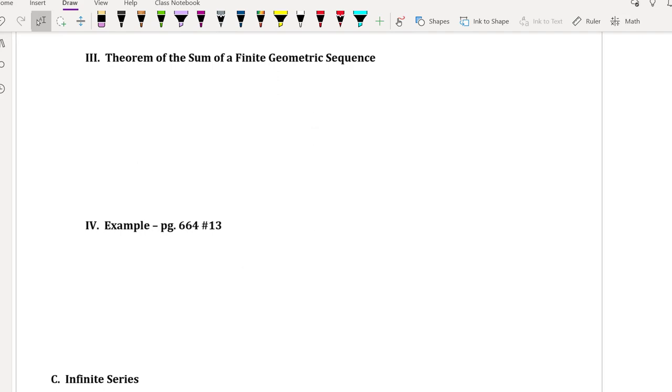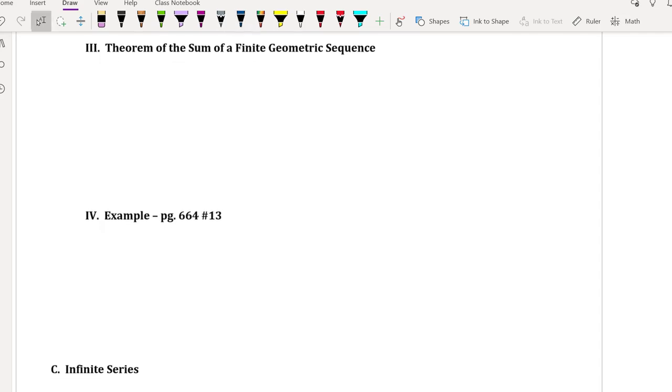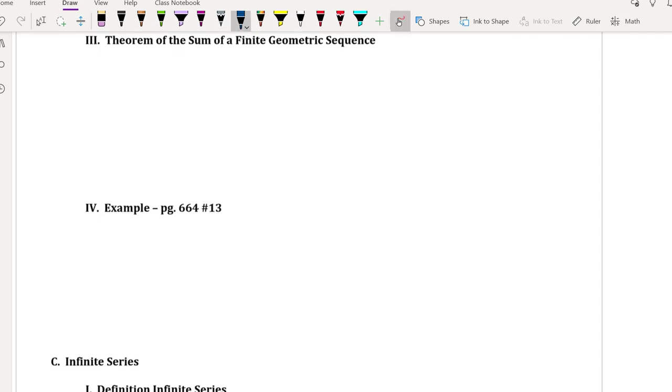Okay, next we have another theorem. And this theorem is the theorem of the sum of a finite geometric sequence. So it's going to look a lot like the last one. So we're going to let it define our sequence, A1, A2, all the way up to AN. Oops, I put a 4 there. I don't know why.